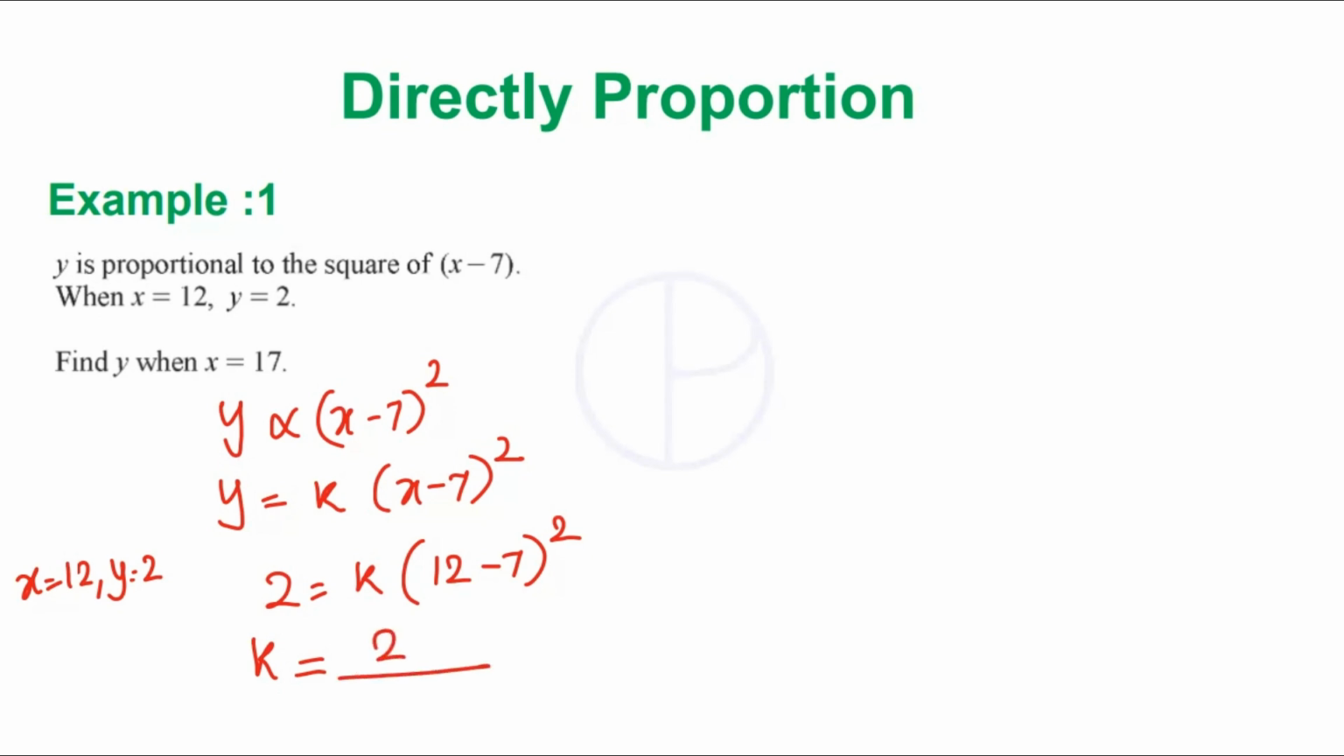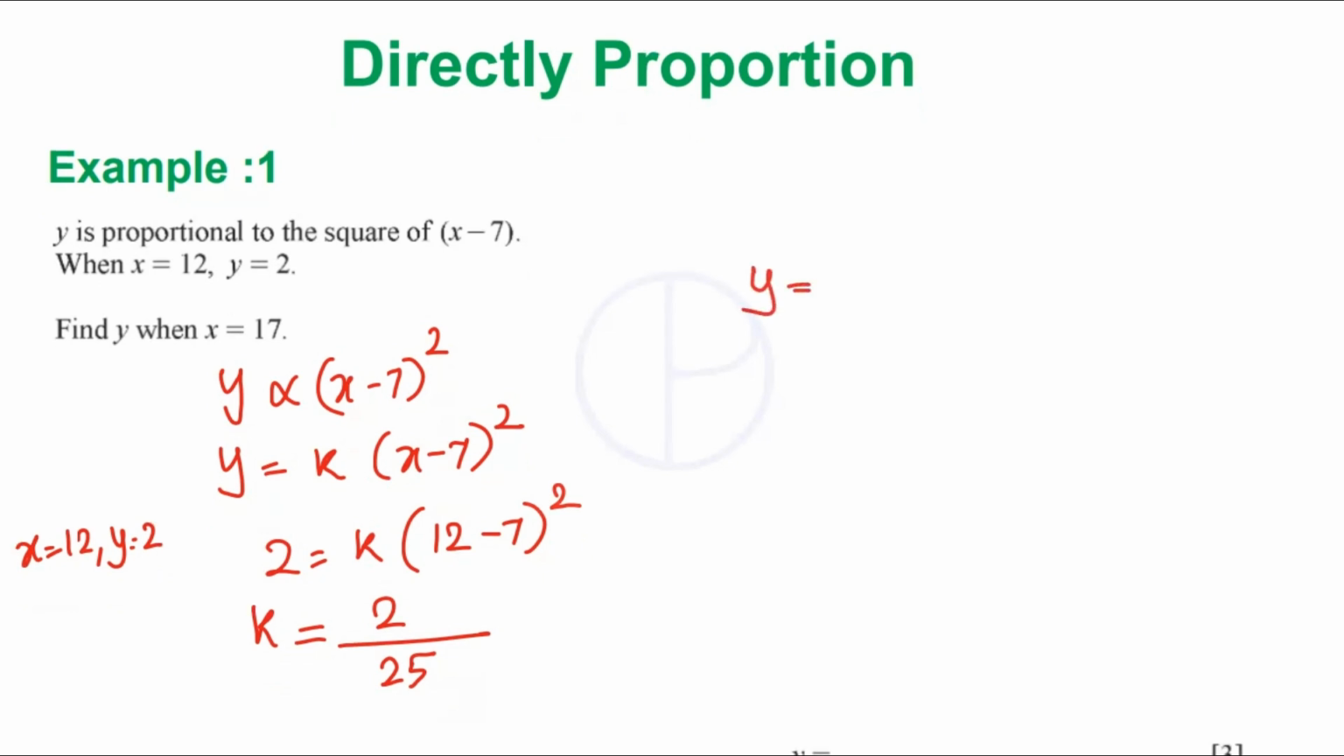So 2 divided by 12 minus 7, which will be 5. 5 square will be 25. So k is 2 over 25. So y is equal to 2 over 25 multiplied by x minus 7 the whole square. Now we've got the value of k and we substituted that in the formula. Next, find y when x equal to 17.